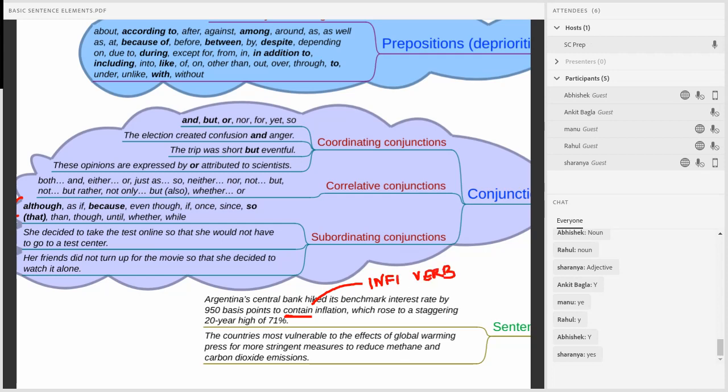So you have something called a full infinitive. A full infinitive is to plus the plain form. Plain means the simplest form of a verb. So what you see over here, to contain, right? To contain is called a full infinitive.